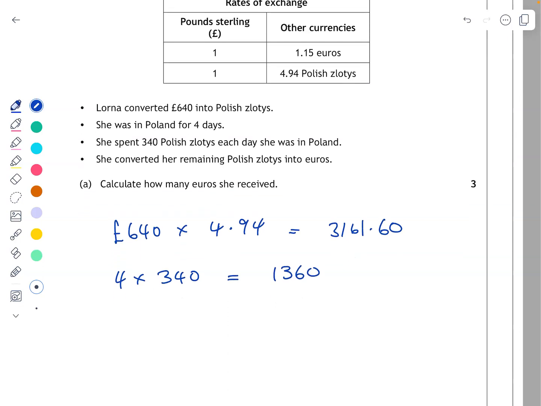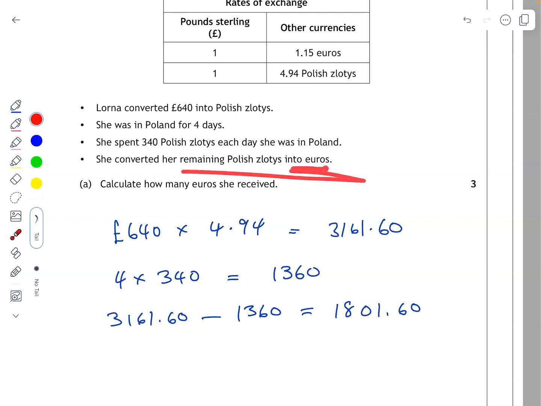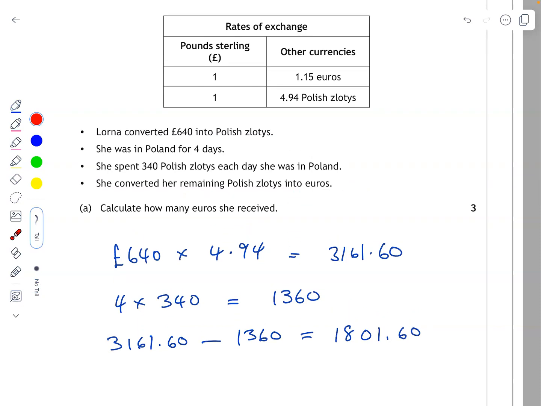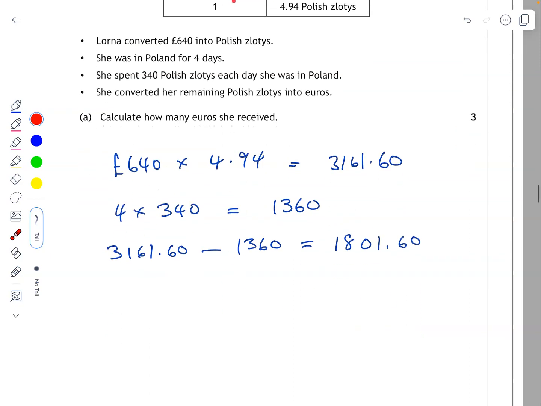Now we have to find out what she has left. So we take the 3161.60, subtract 1360 from that, and we get 1801.60. So that's the Polish currency, and now we have to convert that back to pounds and then into euros, because we want the remaining Polish currency into euros. So we go through sort of 2 hoops here. We have to go back to pounds and then pounds into euros.